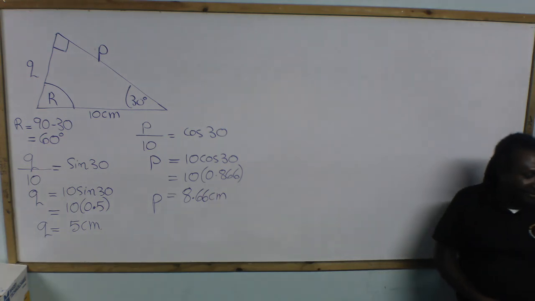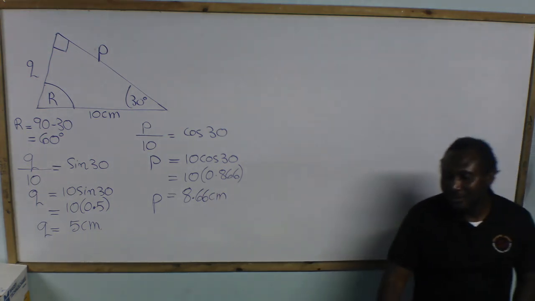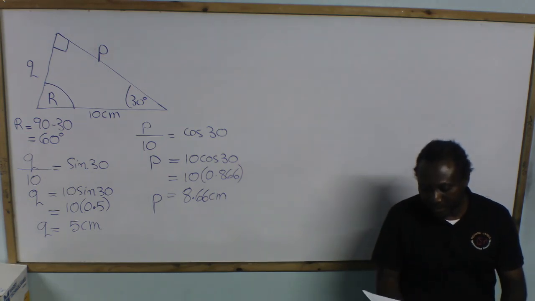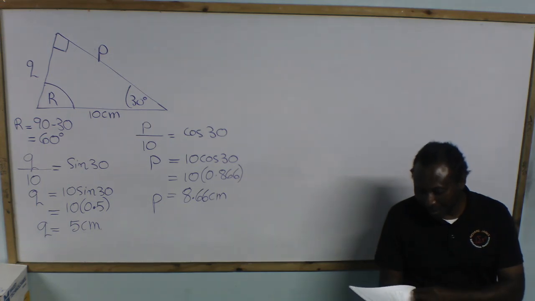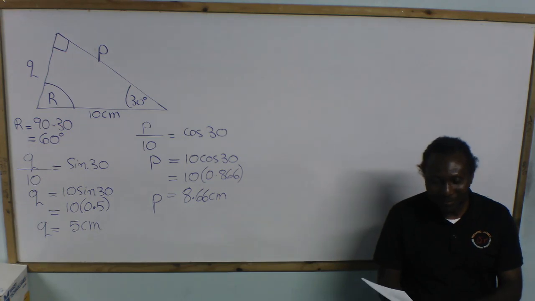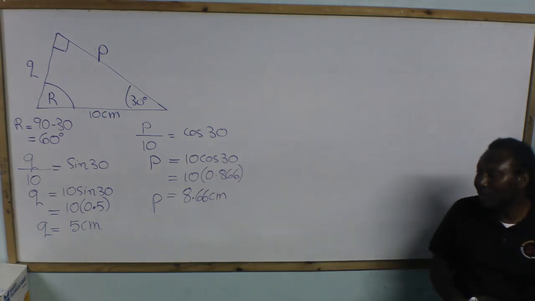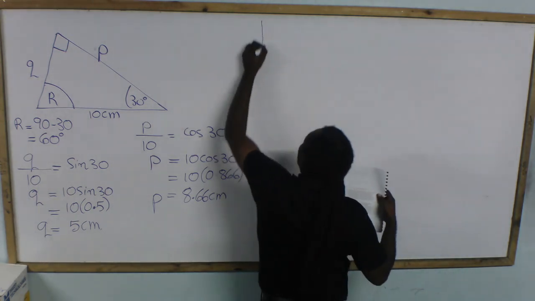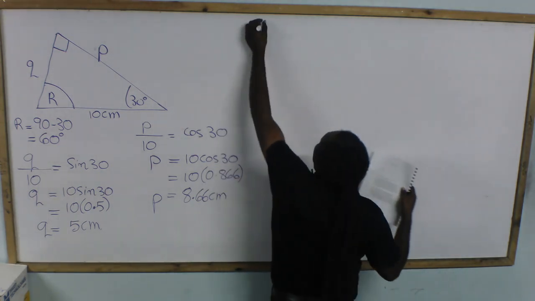So, as long as you are able to write one equation that contains how many unknowns? One. You are able to solve your problem. Let's get along with it.